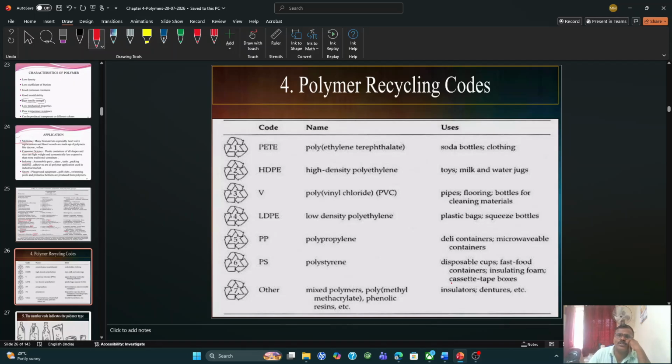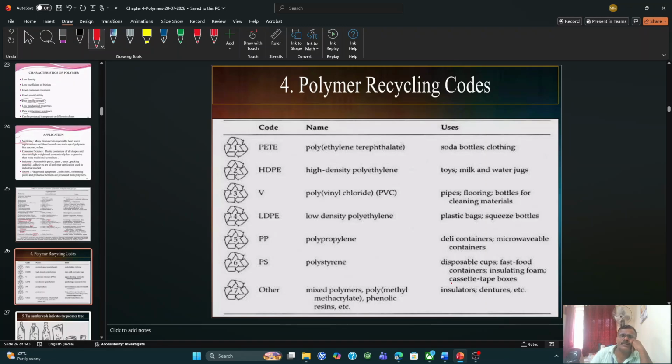Polymer recycling codes. So you can see on the polymer bag this symbol with the numbering 1 to 7 and the code PETE, which means polyethylene terephthalate. It is used for the preparation of soda bottles and clothing. Number 2 is high density polyethylene. It is used for making toys and milk plastics, water jugs, nothing but high density polyethylene.